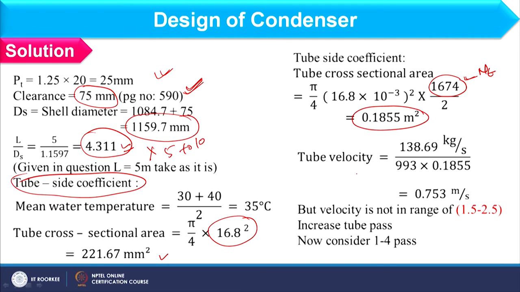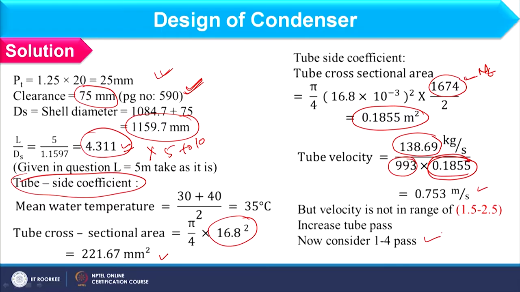And tube velocity. As far as tube velocity is concerned, we already have found out the mass flow rate of water as 138.69. It should be divided by density of the water as well as the cross sectional area of one pass. So tube velocity you can obtain as 0.753 meter per second. Okay. Now here if you see, this velocity is not in range. The correct range of water in shell and tube heat exchanger is 1.5 to 2.5 meter per second, and here velocity is coming very less than that.